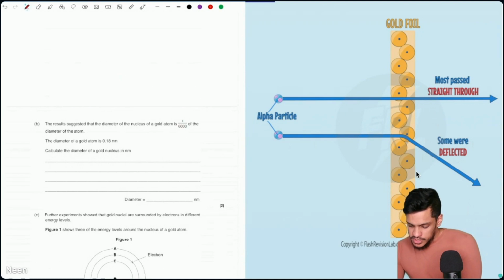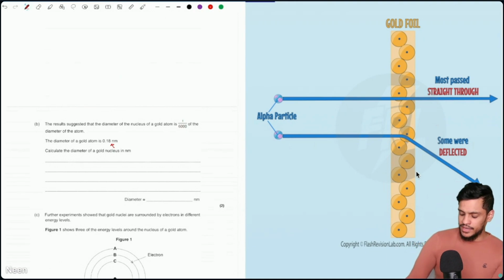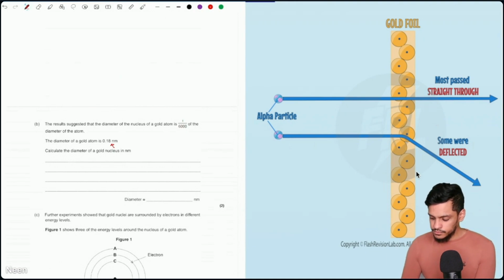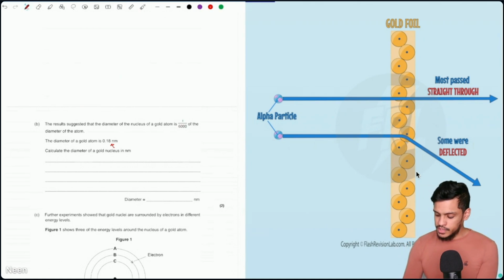The results suggested that the diameter of the nucleus of a gold atom is 1/6,000 of the diameter of an atom. The diameter of a gold atom is 0.18 nanometers. Calculate the diameter of a gold nucleus in nanometers. They've made this really complicated, but it's actually not that complicated. They've just told you 1/6,000th of the size. So we basically just need to find 1/6,000th of 0.18.